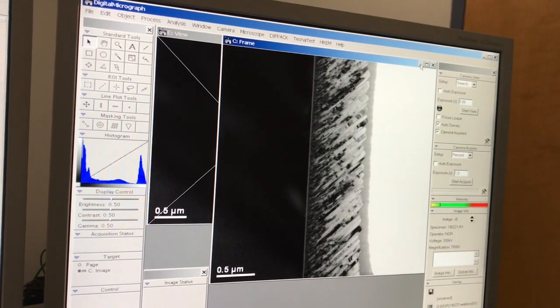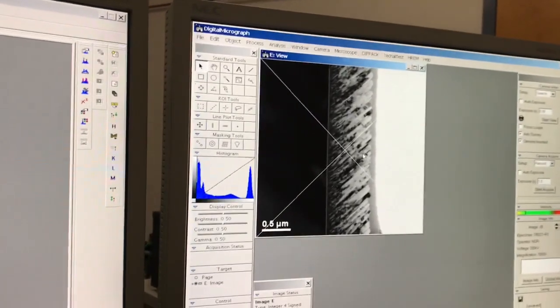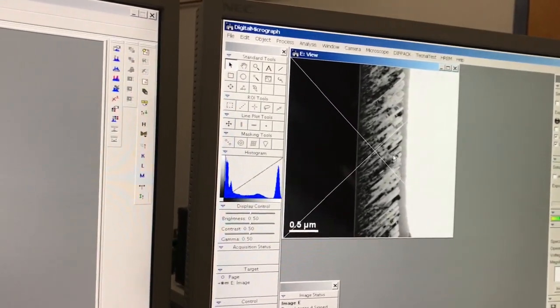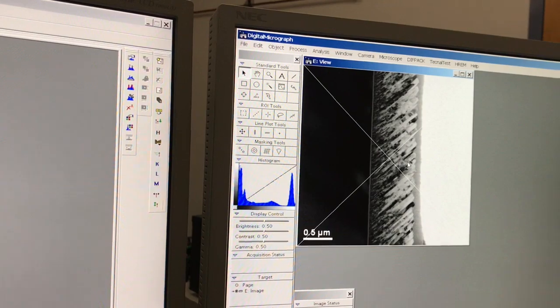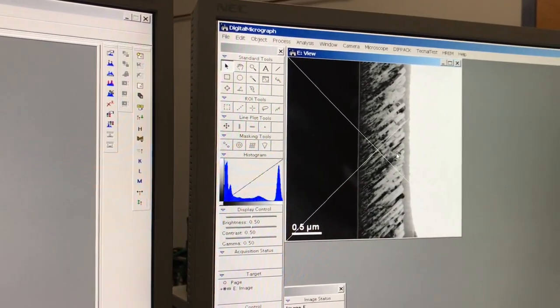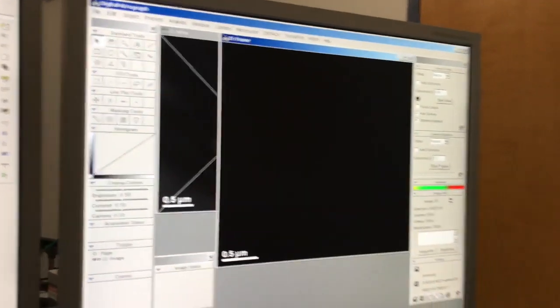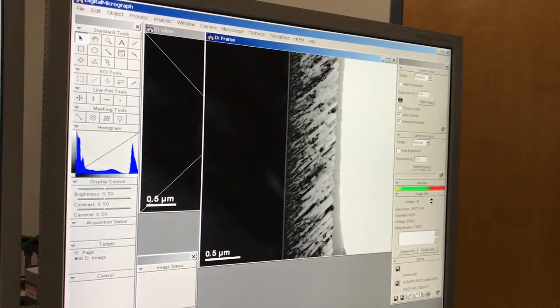Okay, so I'm going to go ahead and just minimize this. Actually, I'm going to tweak the focus here really quick because it is a little out of focus. It's a little better. Okay.